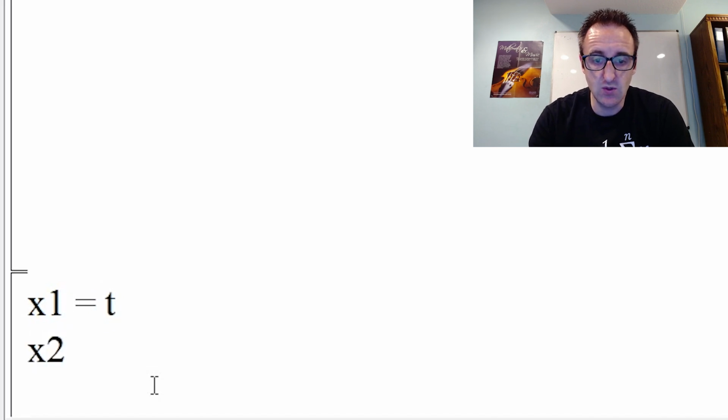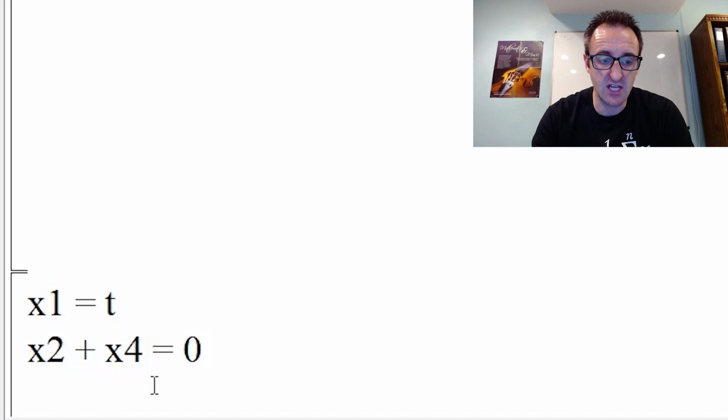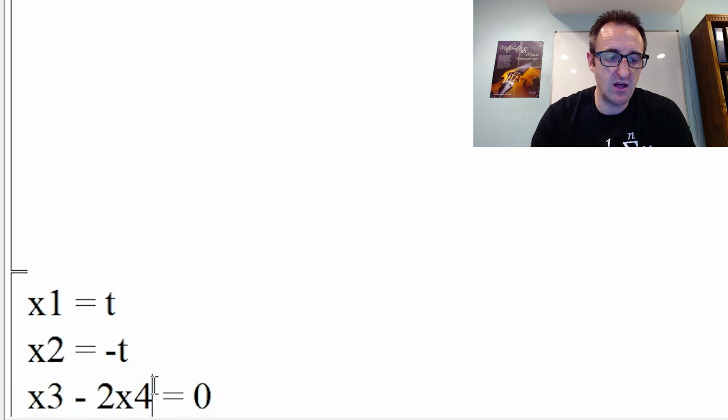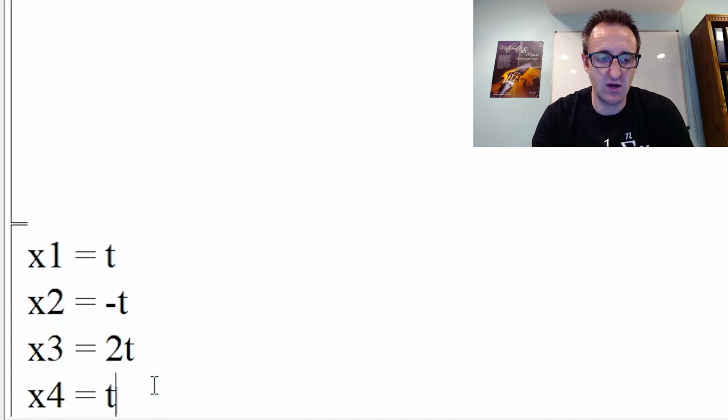Similarly, x2 plus x4 had to be equal to 0, but we changed x4 to be t. And then moving the t to the other side, we find that x2 has to be equal to negative t. Similarly with x3, we have that x3 minus 2x4 is equal to 0, while x4 is really t. Adding the 2t to the other side, we get that x3 has to be equal to 2t, and then finally x4 has to be t.